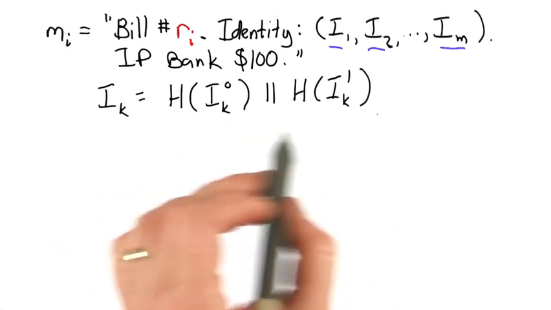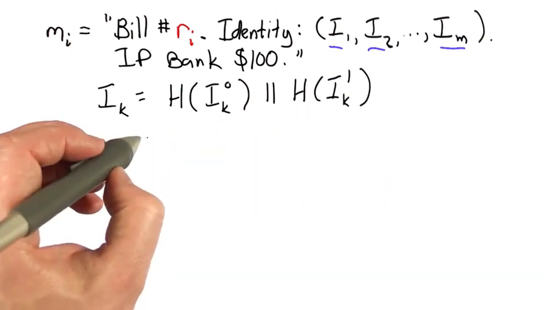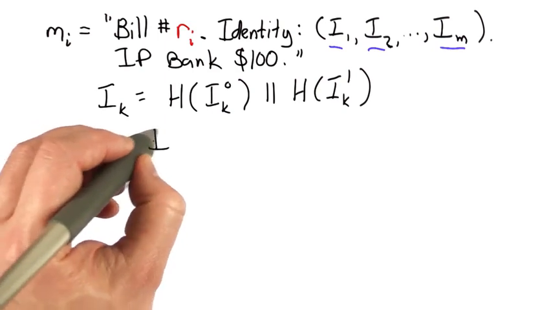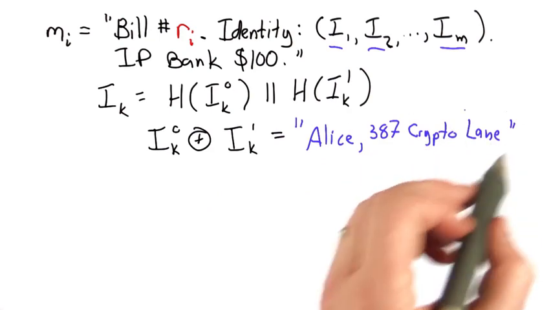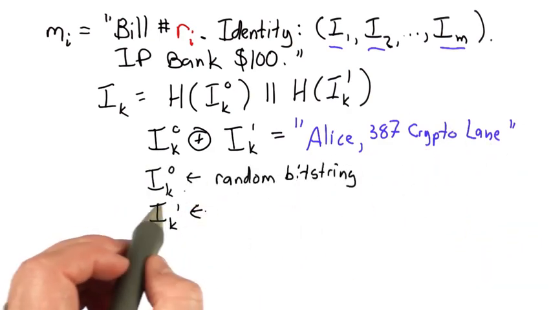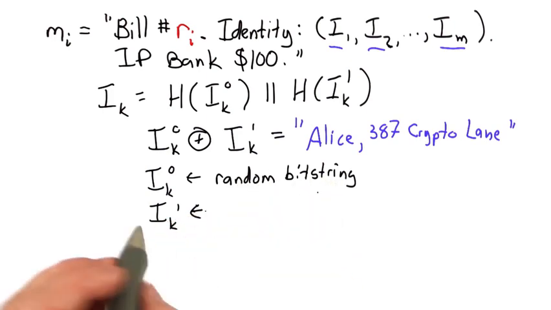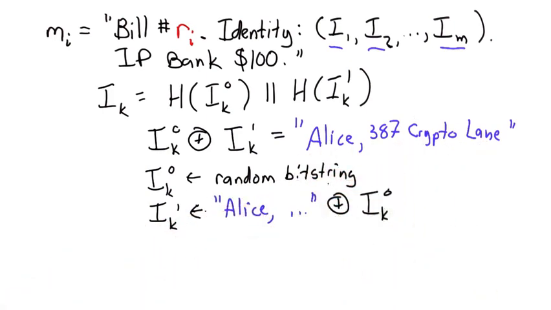So here's what they are. They're a concatenation of two hash values. H is a cryptographic hash function, where the property we want is that the two parts XORed gives you Alice's identity. And it's easy to create these values. We can set the first one to a random bit string, and we set the second one to Alice's identity XORed with the random bit string.